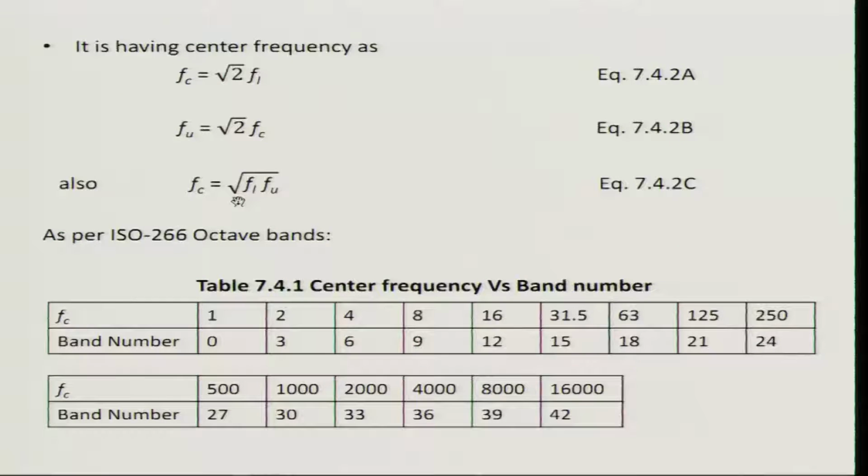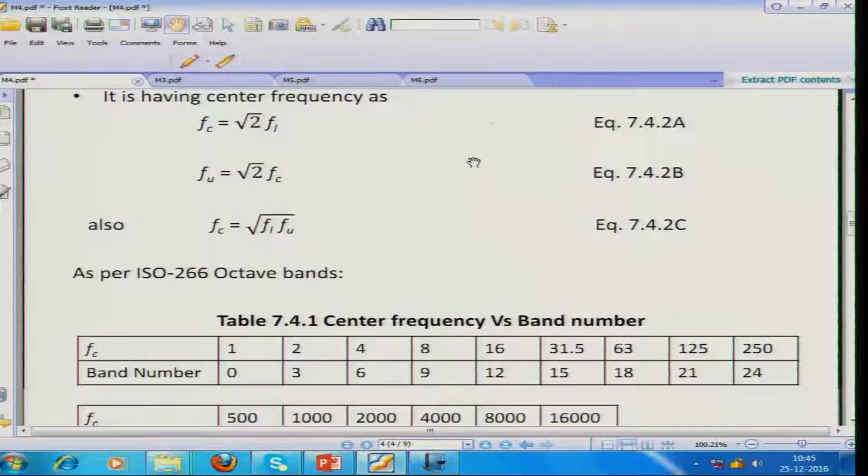So, what you are seeing on the screen, just to very quickly recap what we have discussed: for each octave band, there is a central frequency, an upper frequency, and a lower frequency FL, and these are the mathematical relations between central frequency, upper frequency and lower frequency.